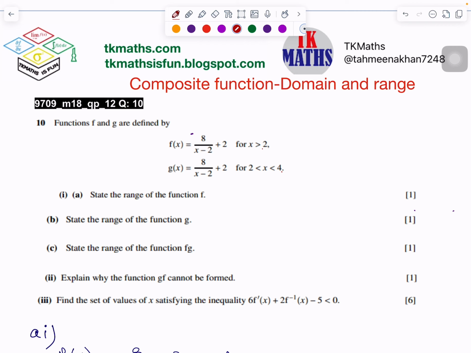In today's video, we will solve a question on composite function in context of domain and range. And this question is taken from March 18, variant 1-2. So you can see a question here.